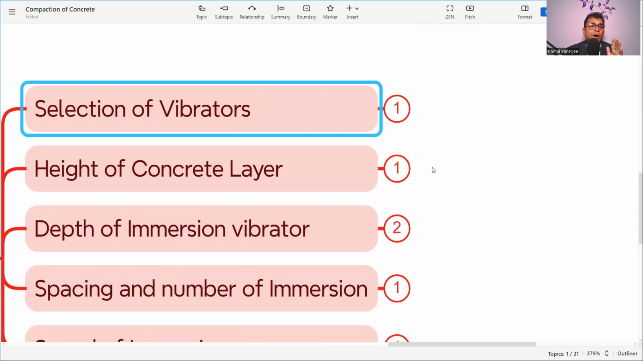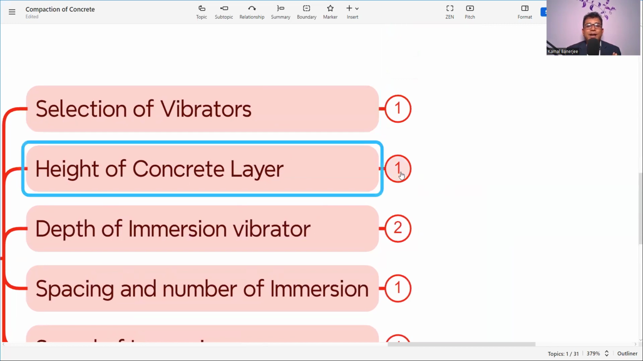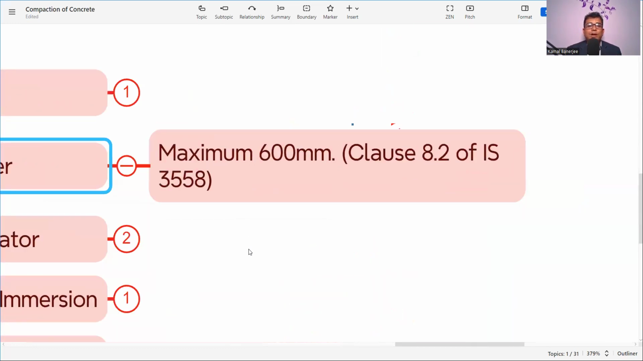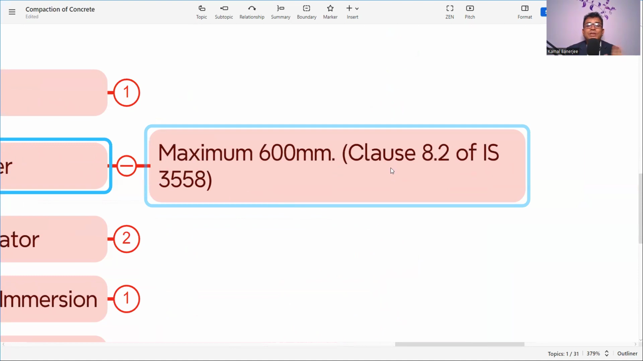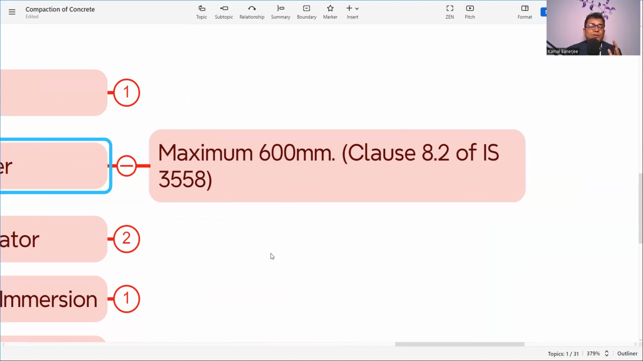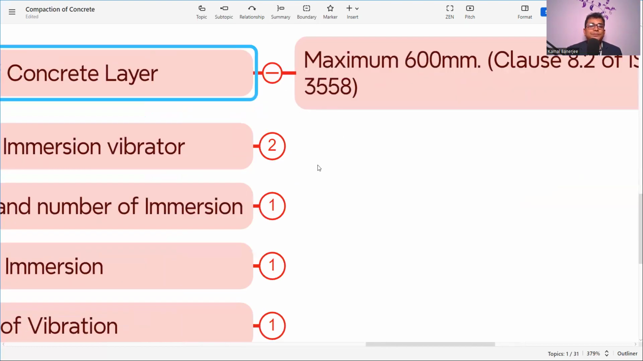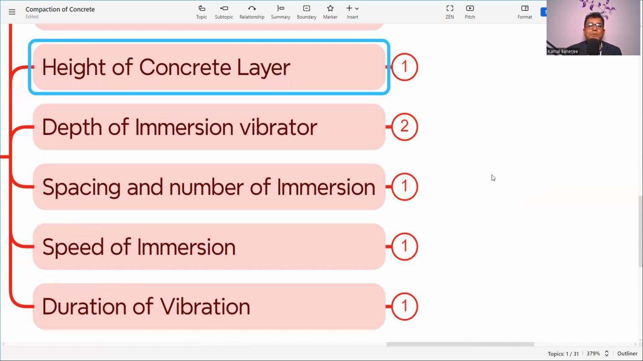First, we have selected the vibrator according to my requirement, and as per the code, next we need to select the height of the concrete layer. Now, this is also very important. What will be the maximum height or depth of the concrete for compaction with the needle vibrator? It says maximum 600 mm, clause 8.2 of IS 3558. So we can pour a maximum of 600 mm together to compact the concrete as per clause 8.2 of IS 3558. Then the next point is depth of immersion of the vibrator.